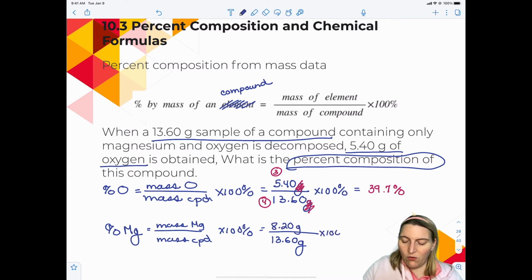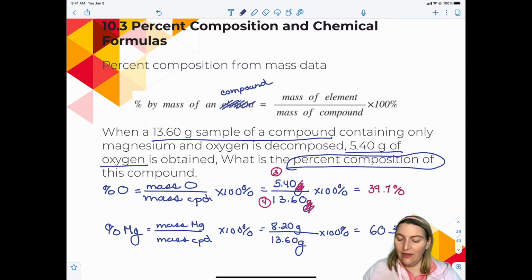And then I, of course, divide those, multiply by 100%, and I get 60.3%. And when I look at these 2, these are the only 2 elements in the compound. These percent compositions should add up to 100, and they do. So that means I'm probably on the right track.